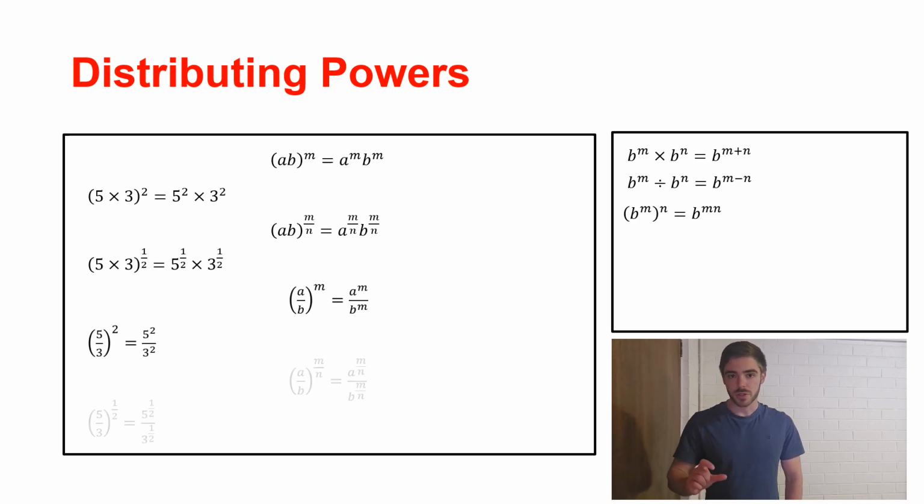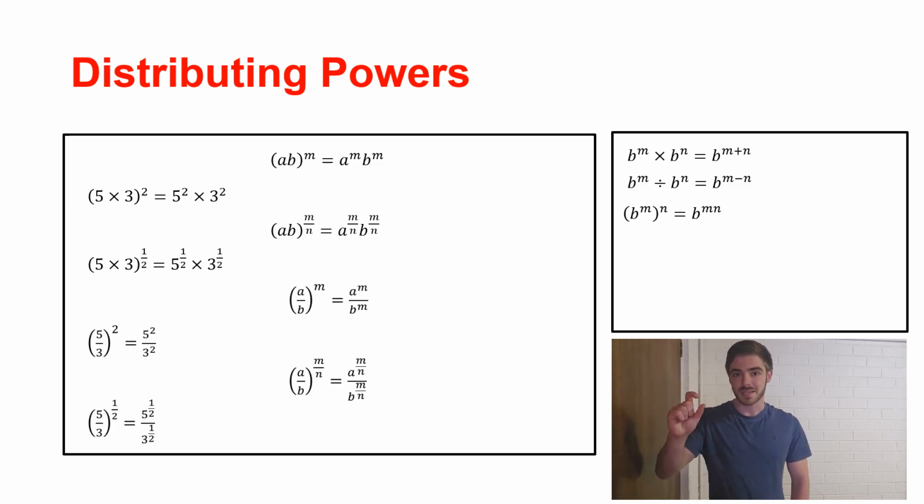Nicely enough, this also works with division as well. If you have a division of two terms that are both raised to the same power, then that power can be distributed through both the numerator and denominator.